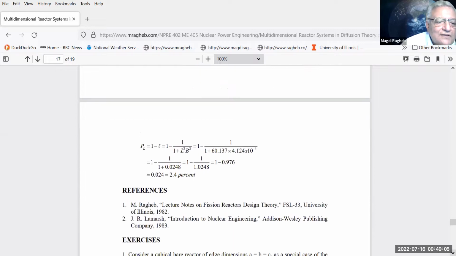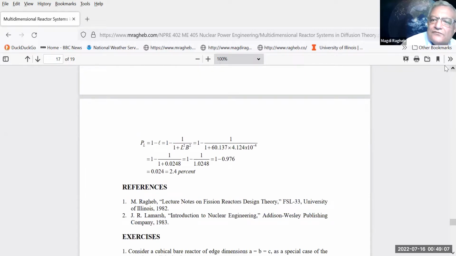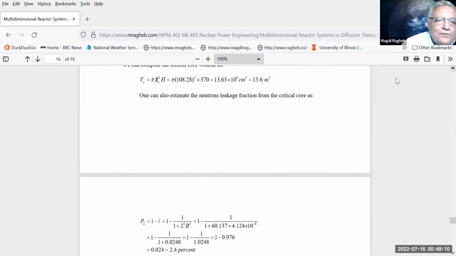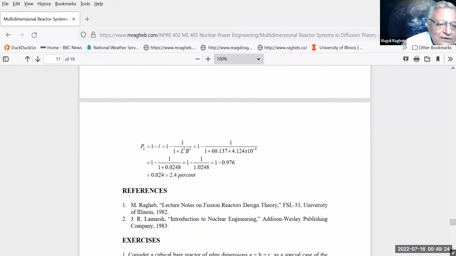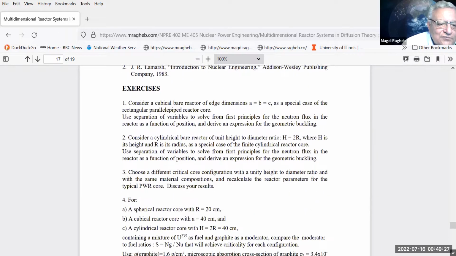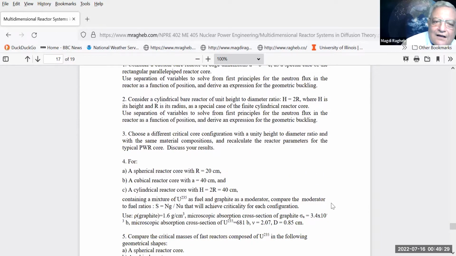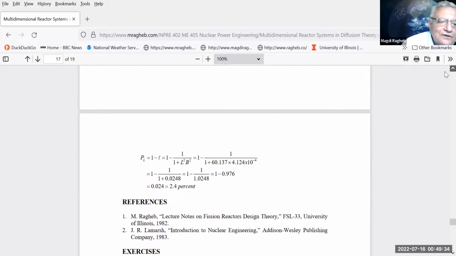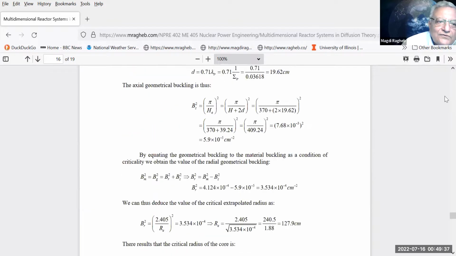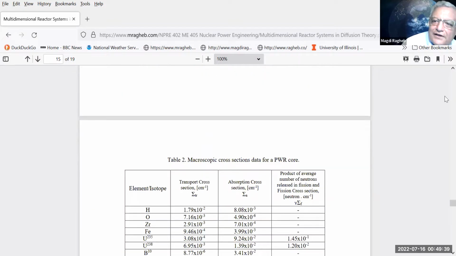We can also calculate the non-leakage probability for the neutrons, and remember the leakage probability. The non-leakage probability is 1 divided by 1 plus L squared B squared. So the leakage probability is 1 minus that quantity. You'll find that we are having 2.4% of our neutrons leaking from the system. I'll ask you to repeat the calculation here, just ignoring the extrapolation lengths. And in that case, you find that you are really dealing with an actual design of a nuclear reactor.